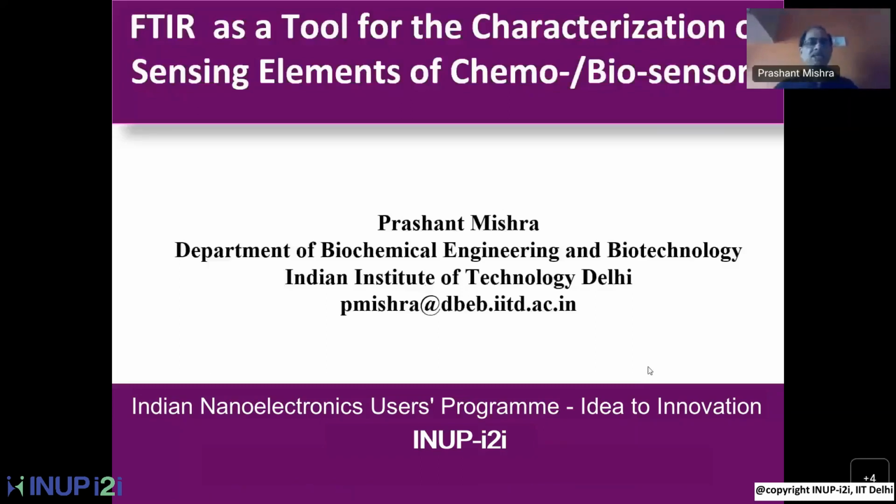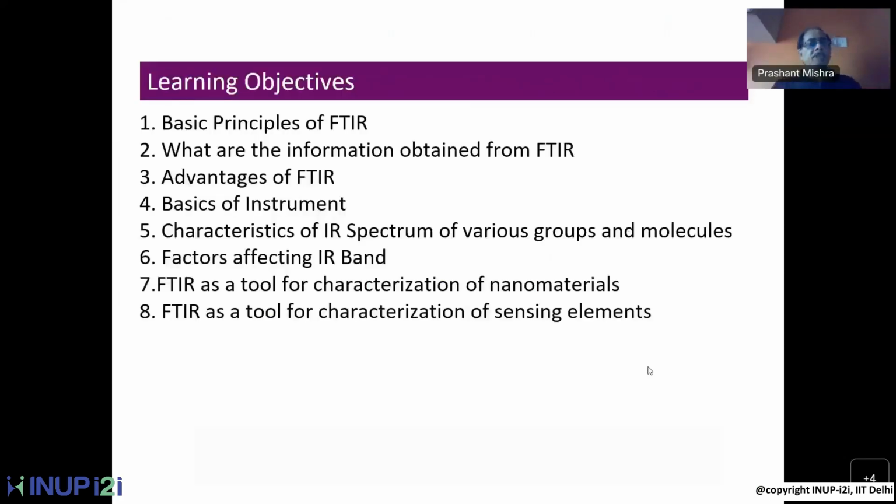In this series, I'm going to talk about FTIR as a tool for the characterization of sensing elements of chemo or biosensors. So let me tell you that the learning objectives of this talk are the basic principles of FTIR. So you learn what the basic information and the basic principle of FTIR is. Then you will know what information can be obtained from FTIR.